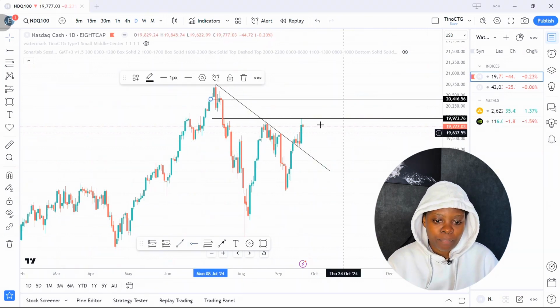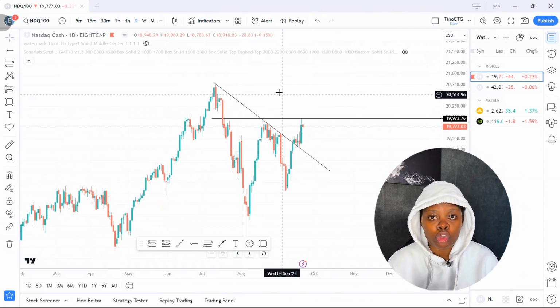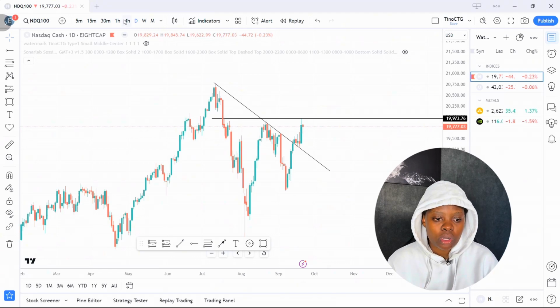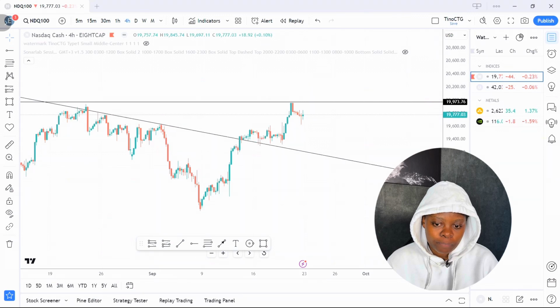We'll just buy it to the next level, right? But we want to talk about what actually might happen that will not be in our favor, what's not so obvious, right? So let's go on to our 4-hour time frame and see what it is saying.